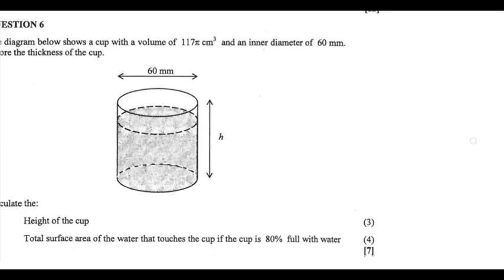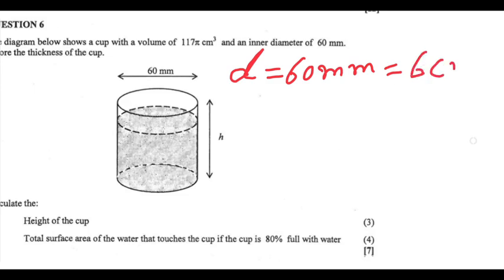So first of all, convert units and find the radius. So the diameter we have is 60 millimeter, and I need to convert it to centimeter, which becomes 6 centimeter, because dividing by 10 gives 6 centimeter. So therefore the radius will be 6 divided by 2, which is 3 centimeter.